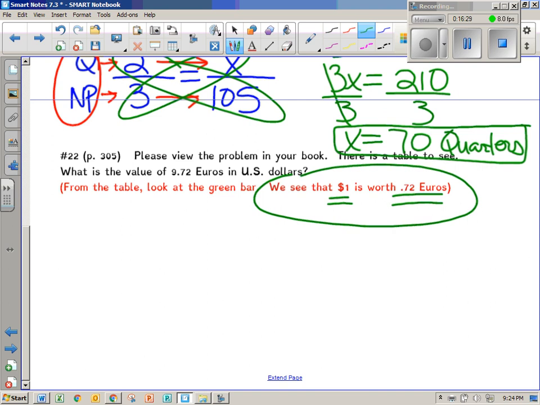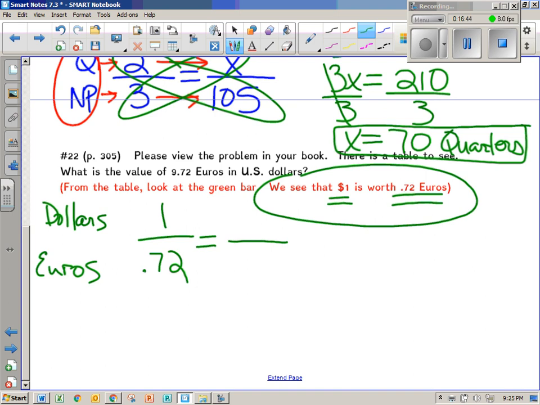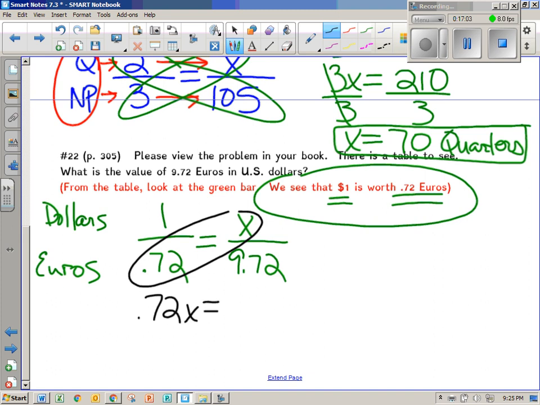If I think of it as dollars on top and euros on the bottom, again, I could flip it, it doesn't matter. So that would be $1 is to 0.72 euros as how many dollars is to 9.72 euros. And then we solve. So we've got some decimals here. That makes it a little bit more complicated. Life is full of decimals. Too bad, but it's not all nice, pretty whole numbers. And then 1 times 9.72.